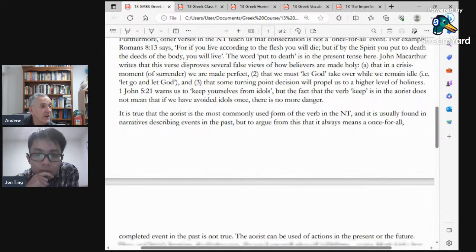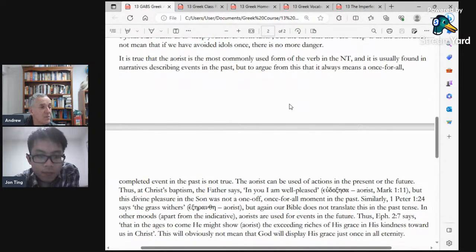Okay, so if you want to read the next paragraph there for us, John, please. Yes. It is true that the aorist is the most commonly used form of the verb in the New Testament. It is usually found in narratives describing events in the past. But to argue from this that it always means a once-for-all, completed event in the past is not true. The aorist can be used of actions in the present or the future.